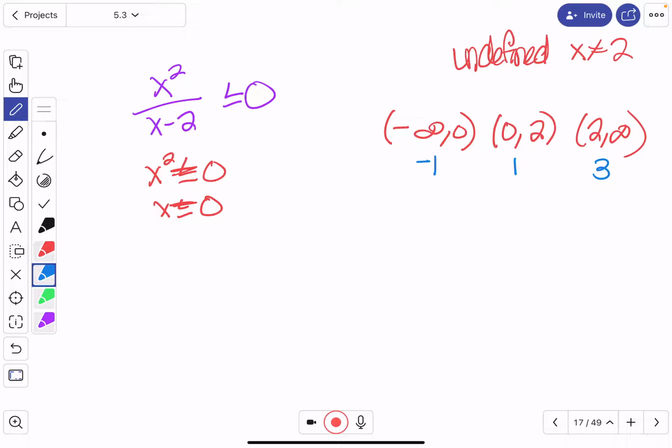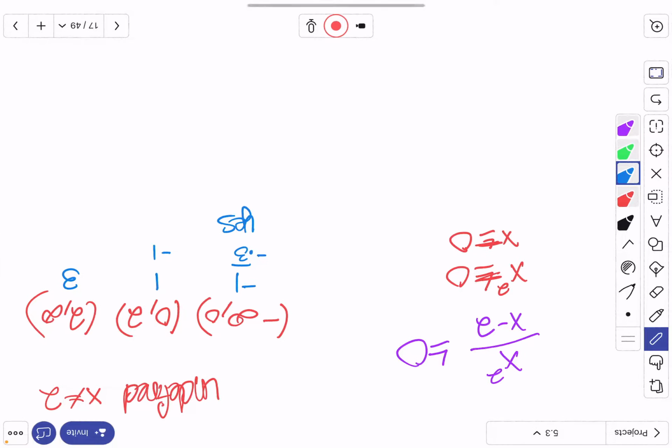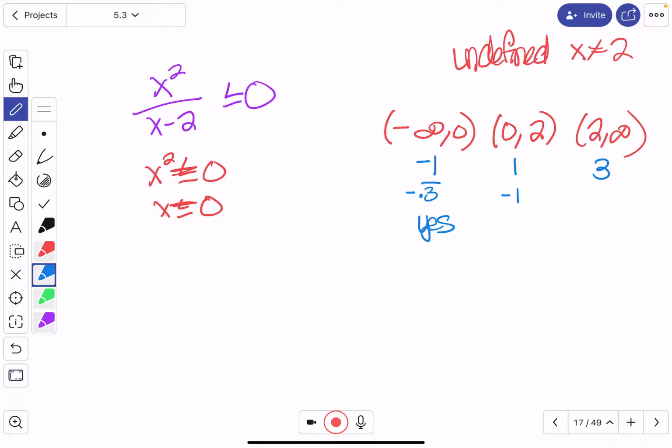So if we plug -1 into x squared divided by x minus 2, we get -0.3. That is less than 0, so this one works. Plug 1 in. We get -1. That also works. Let's see, 1 squared over 1 minus 2, yep. And then if we plug 3 in, we get 9, so that doesn't work.